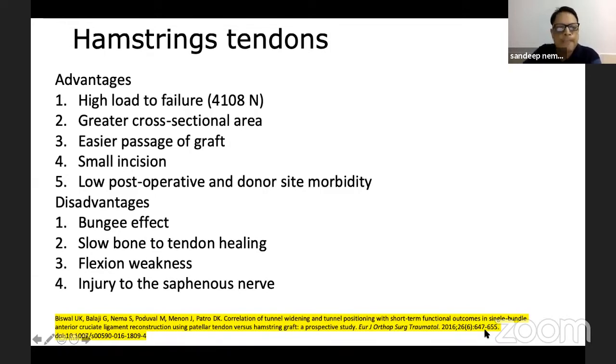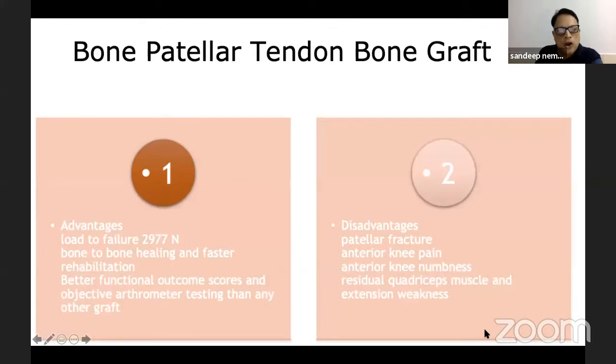When we talk about the bone patellar tendon bone graft, the advantages are, again, the load to failure we have discussed. There is faster bone to bone incorporation, or bone to bone healing. Therefore, this is the preferred graft as far as athletes are concerned. Then it has better functional outcome scores and objective arthrometer testing than any other graft. So that's why this graft is, I will say, a gold standard to compare the outcomes of the other grafts.